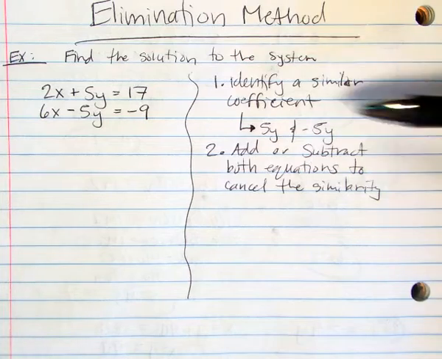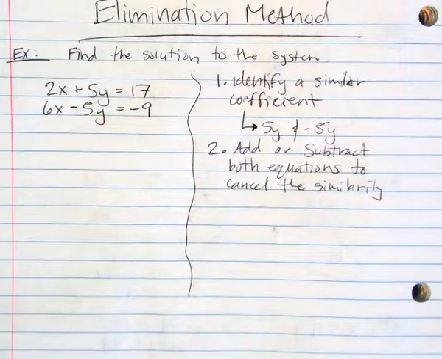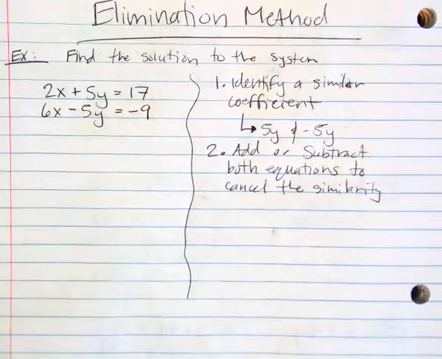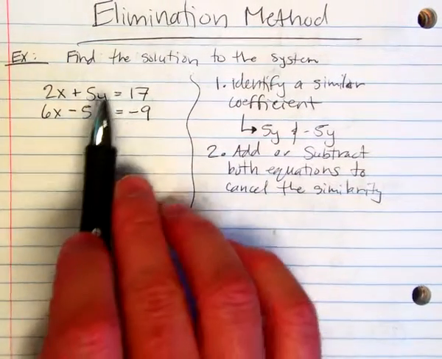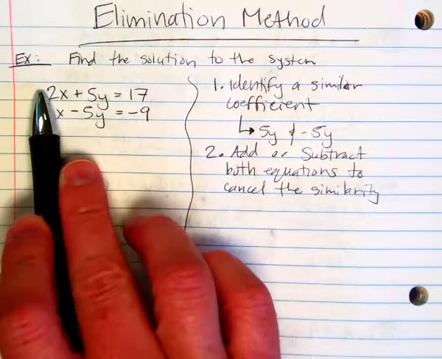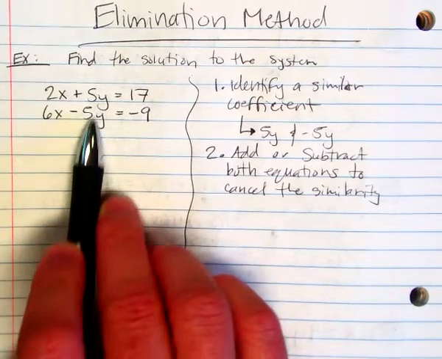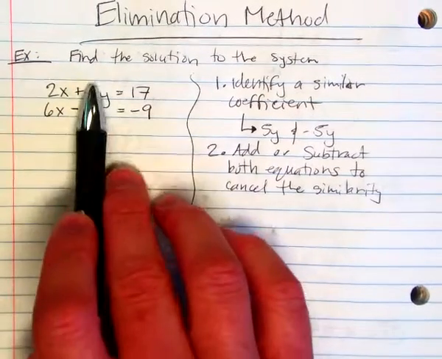So step one, we found a similarity, positive 5y, negative 5y. One thing that I didn't write down here, but you need to make sure you know, when I say similarity, it has to be the same variable. It can't be positive 5y here and negative 5x here. They have to be the same variable. So they both have 5y.